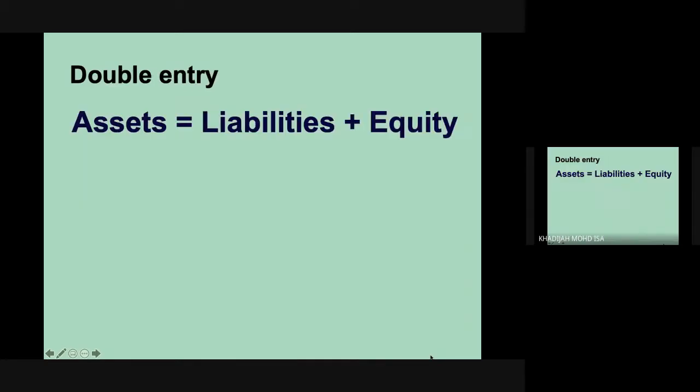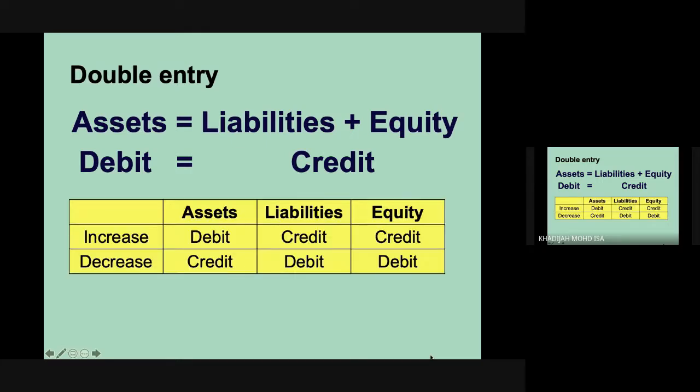When you have a double entry, we always look into this equation. Remember this equation all the time. We see that asset is a debit and liability and equity is a credit. So how are we going to record that? We have assets, liabilities and equity. First look at the increase. Increase in asset is always debit. Increase in liability and equity is always credit.